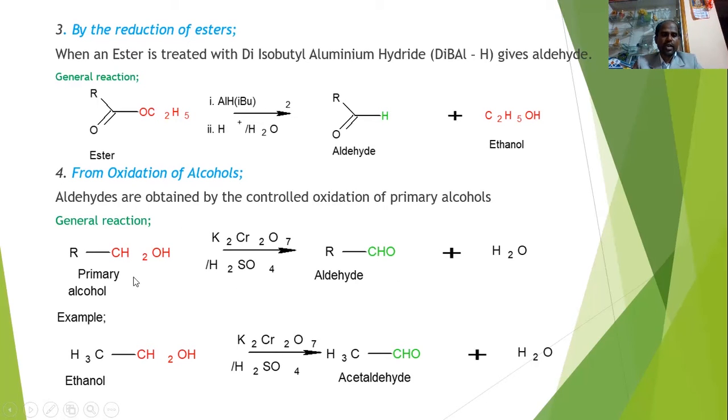That is the reason we need to remember. This is the general reaction, and this will be an example. Name of this alcohol is ethanol. Ethanol is a primary alcohol. Ethanol on treating with acidified potassium dichromate gives acetaldehyde. Water is the byproduct. Overall, controlled oxidation of alcohol gives aldehydes. Okay, this is the thing.